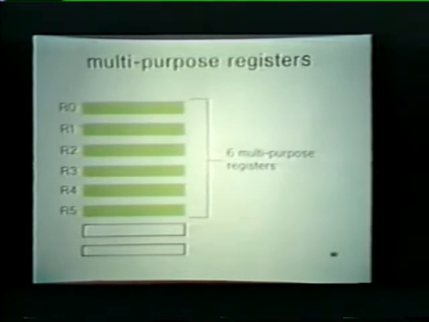Registers R0 through R5 are multi-purpose registers. These 6 registers are not dedicated to any specific function. Instead, their use is determined by the instruction which is decoded. Let's look at some of these uses.